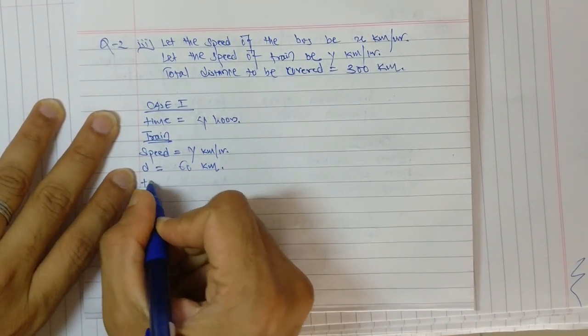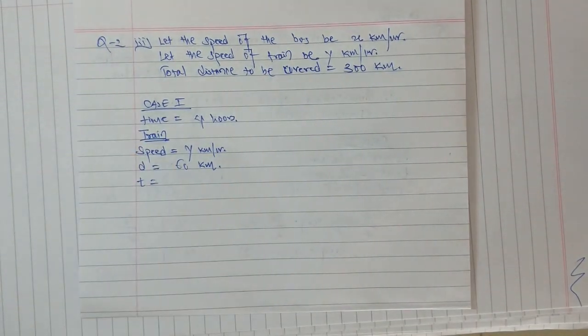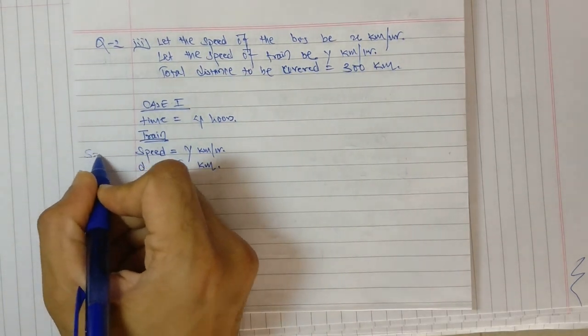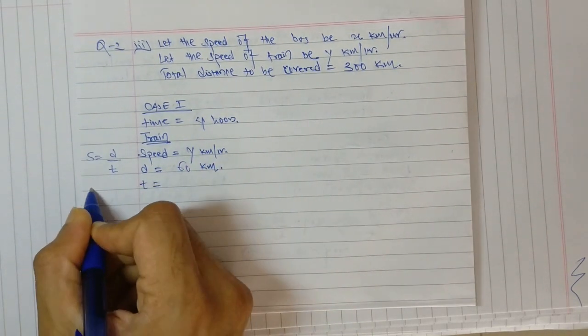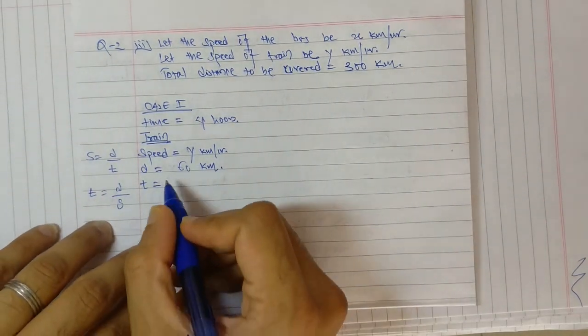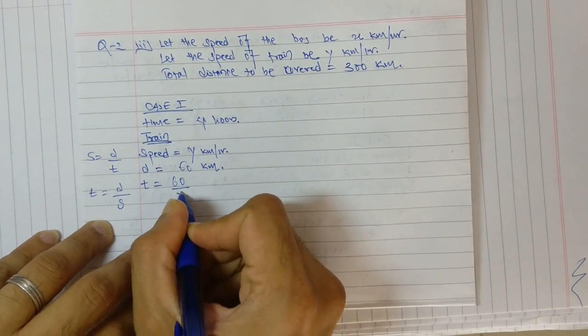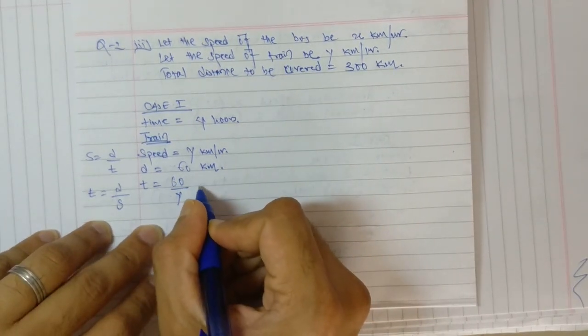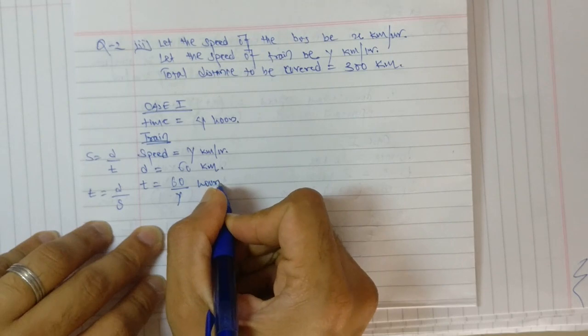So what will be the time? Now what is the formula for time? See, speed is equal to distance upon time. So time is equal to distance upon speed. So distance is 60 and speed is y. So time is 60 by y hours.